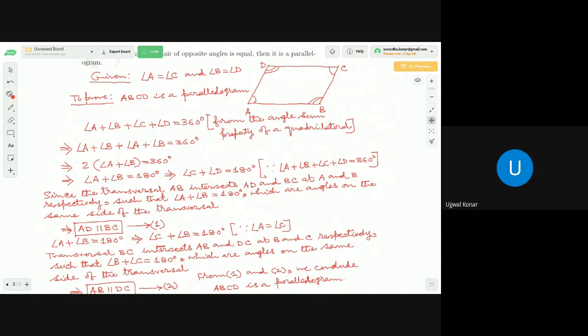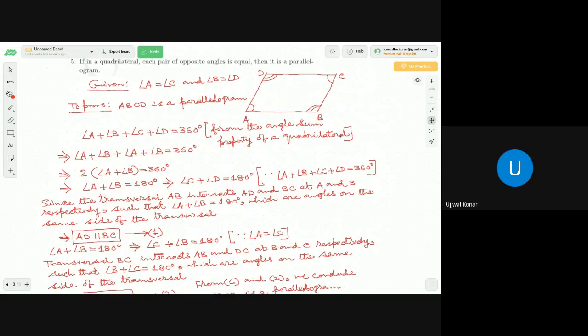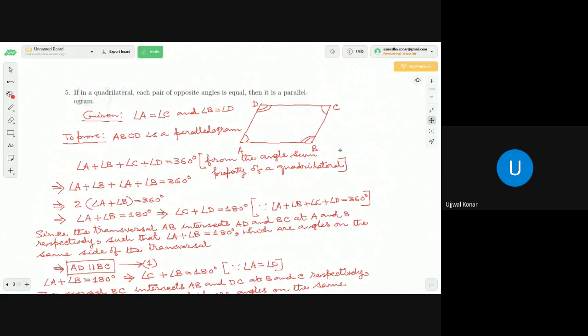And now, if you look into the statement, the property says that if in a quadrilateral, so we assume that ABCD is a quadrilateral, each pair of opposite angles is equal. And with this condition, we need to prove that it is a parallelogram. Correct. But sir, that is the converse of this statement.